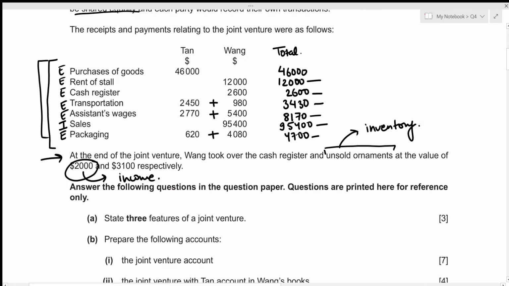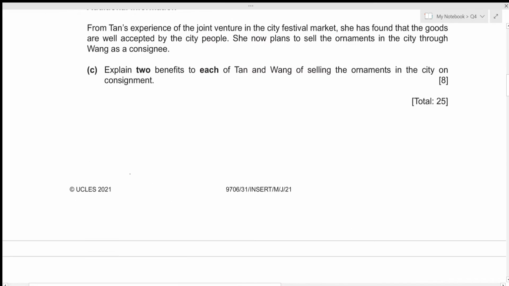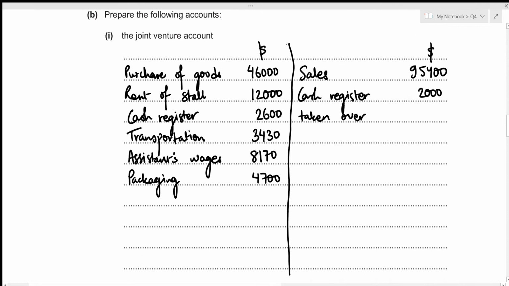Now, Wang also took over the unsold ornaments or inventory at the value of 3,100. Again, Wang needs to pay this particular amount while taking the inventory, which means that this amount of 3,100 acts as an income to our joint venture. So this must be recorded on our credit side under the heading of inventory taken over with the amount of 3,100. Let's do that. We have inventory taken over for the value of 3,100.